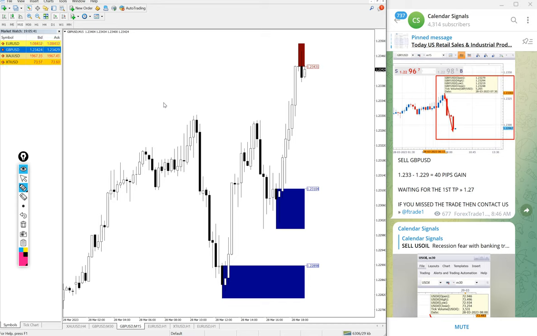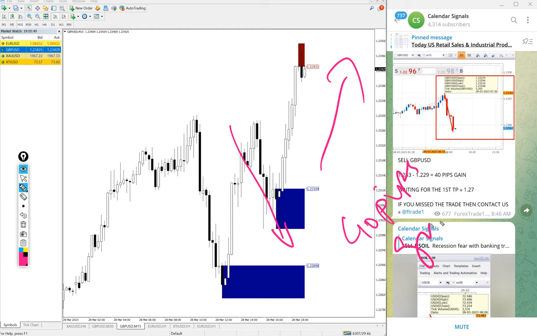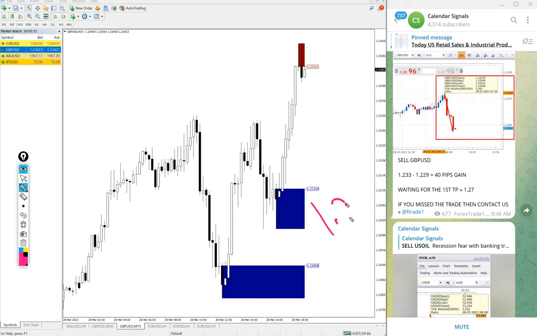Then GBPUSD small profit. We gave sell GBPUSD today. It performed in our direction, then after that it went up. So 40 pips gain on GBPUSD sell. Entry at 1.233 and the low traded 1.229, so 40 pips.